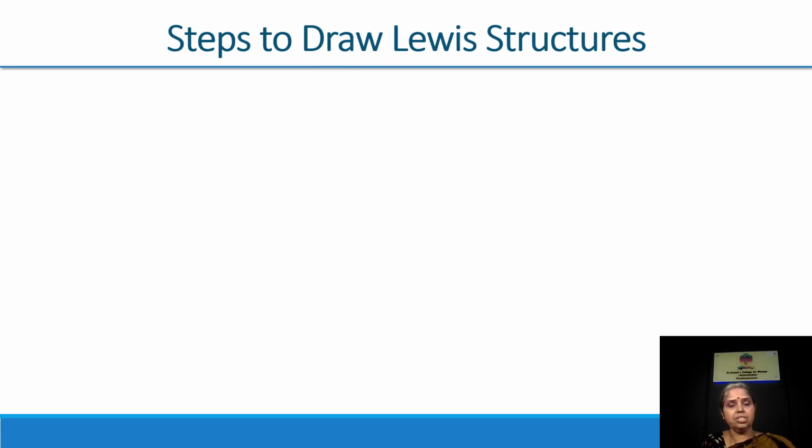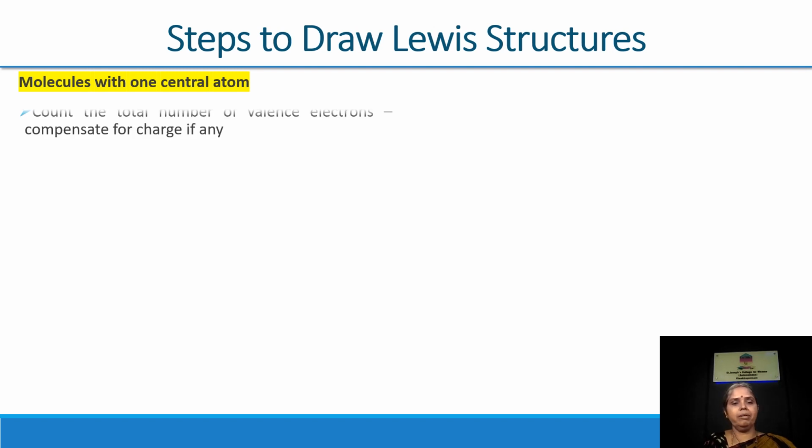Next, let us see the steps or the rules to draw Lewis structures. Molecules with 1 central atom. In this video, we will discuss writing the Lewis structures for molecules with 1 central atom only. Now, count the total number of valence electrons in the molecule. Total number of valence electrons in the molecule means we have to see the number of valence electrons for every atom in the molecule. For every atom in the molecule, count the number of valence electrons, add up, and then you will get the total number of valence electrons in the molecule.